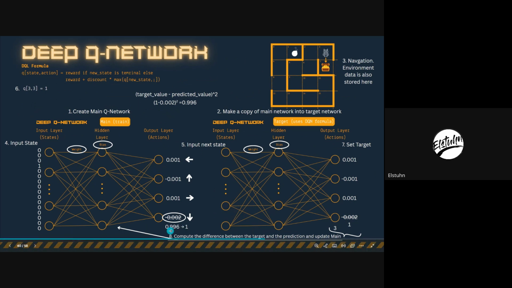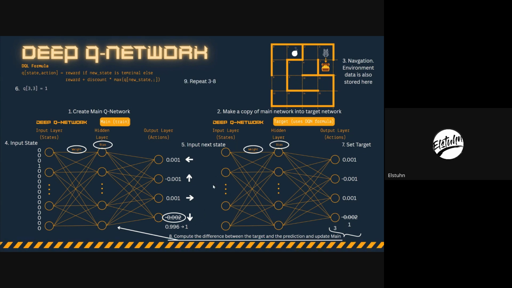And then we update this value using backpropagation, and this value will become 0.996. After a lot of training, the value here will eventually approach 1. So we know that this is the best action that the agent can take. Let's say if epsilon is a very low number, the agent chooses to take the best action.